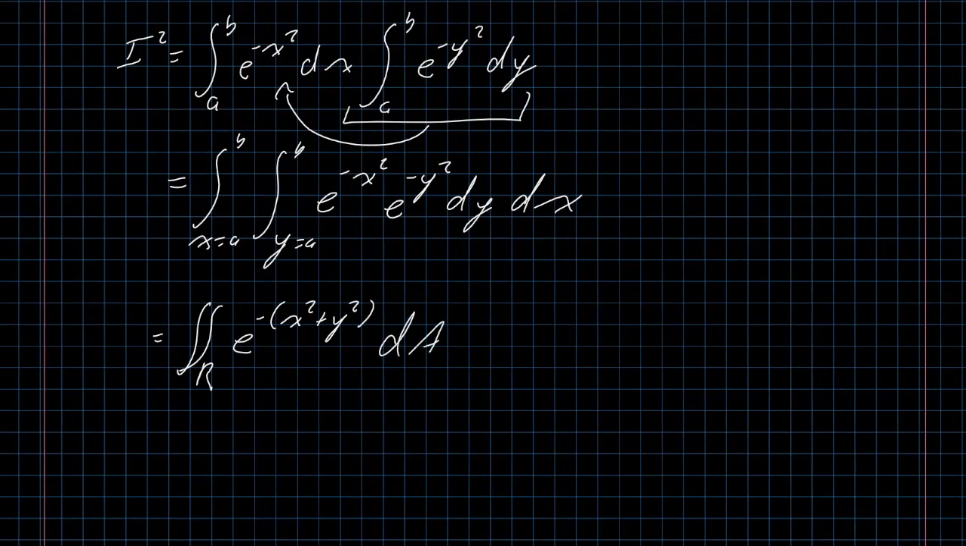All right, just cleaning this up a little bit. Properties of exponents: combining or multiplying like bases, you add the exponents. So e to the minus x squared times e to the minus y squared is e to the minus x squared plus minus y squared, and I just factor the minus out for convenience. Then, going backwards of how we've done before, dy dx is just dA.